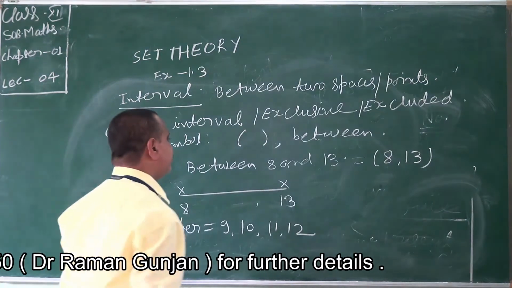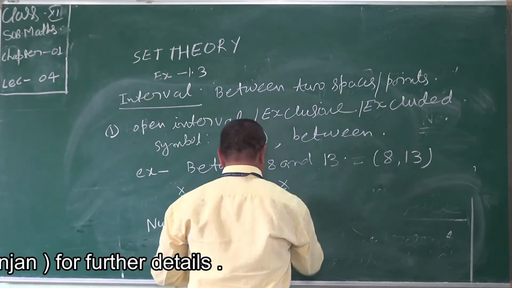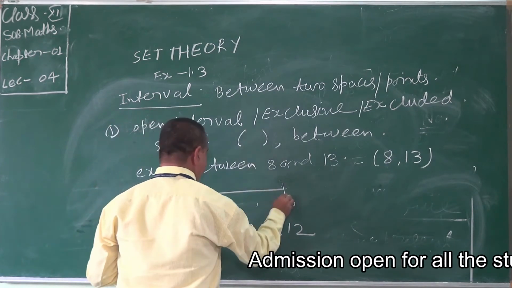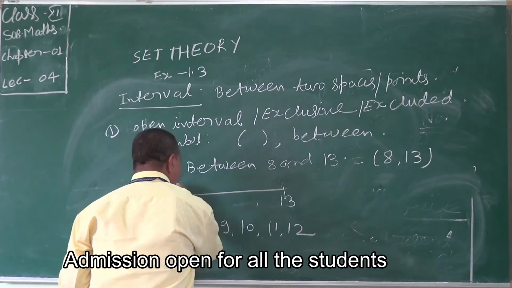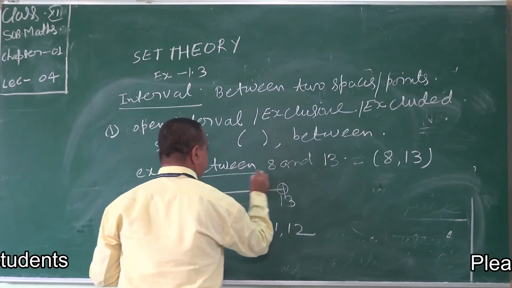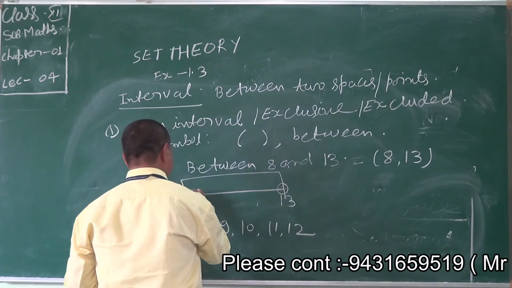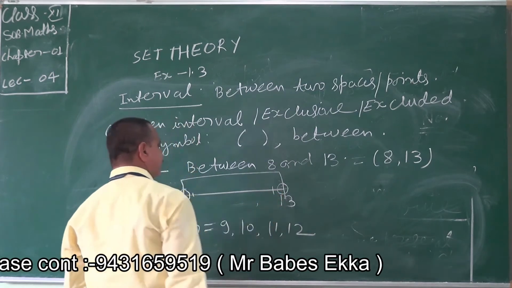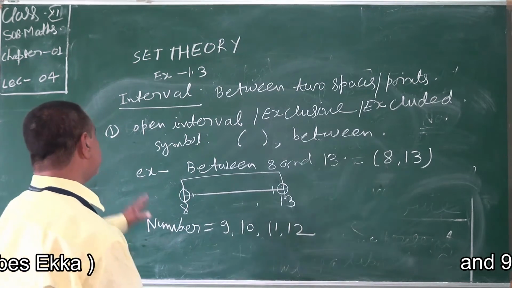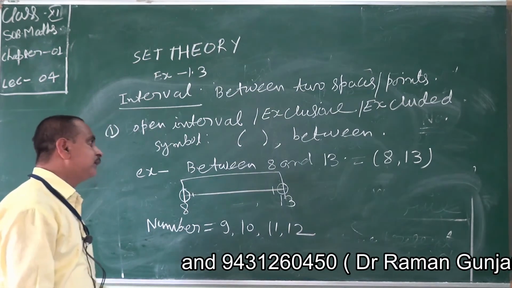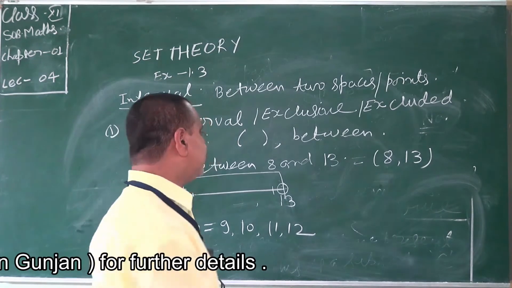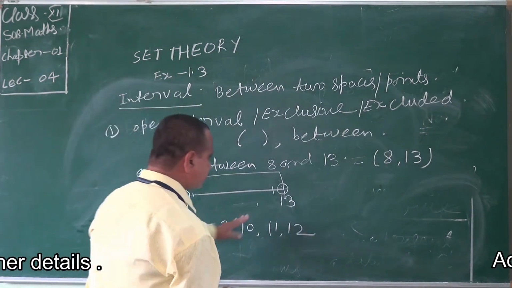By line, we represent it in this manner. This is our line and we represent it by a blank circle. A blank circle means our 8 and 13 are not included in the calculation. Is it clear? Open interval means our given interval points are not considered. They are left out. Is it clear?